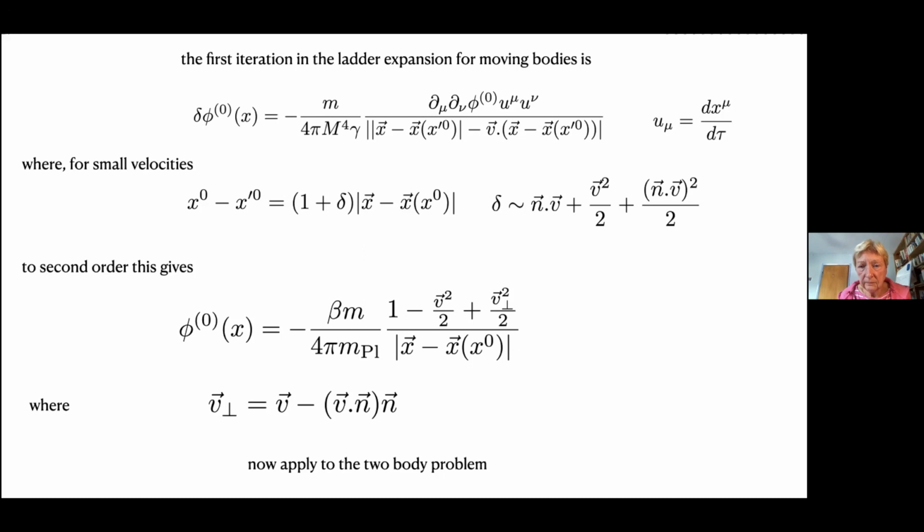Here we can rewrite this for small velocities. X minus x primed is 1 plus delta. Delta expands as a function of velocity. And we've got the correction to phi naught coming in here in terms of v squared and v perp squared. V perp is v minus v dot n, n, where this is a normal.